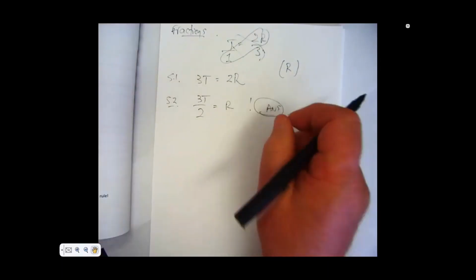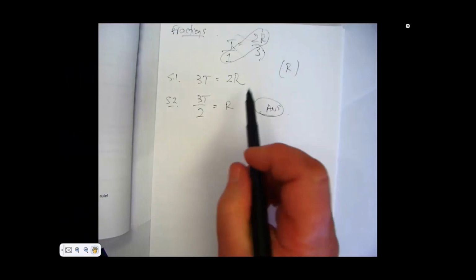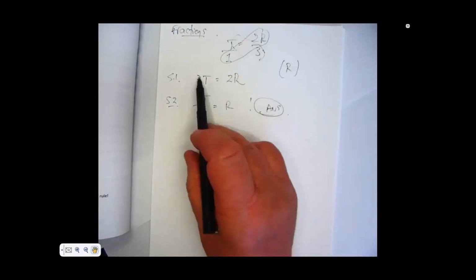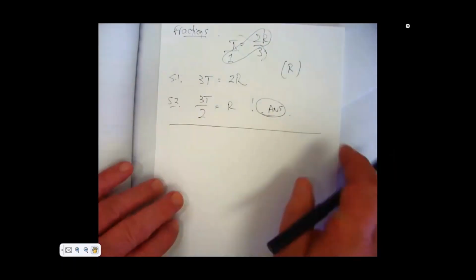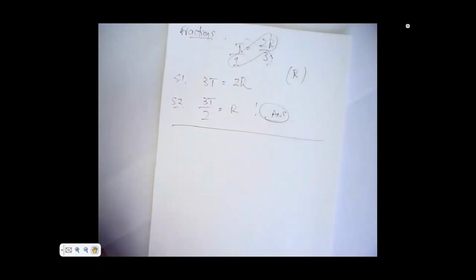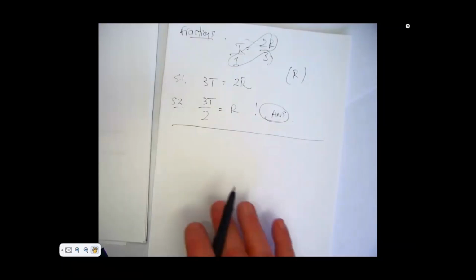You can check that at the bottom of your page there. Remember, change side, change sign of the operation. So 2 comes across, divides it out. Very simple. That's an easy one. You can do it quite quickly.